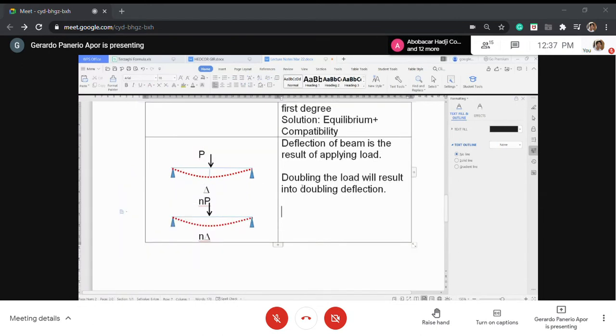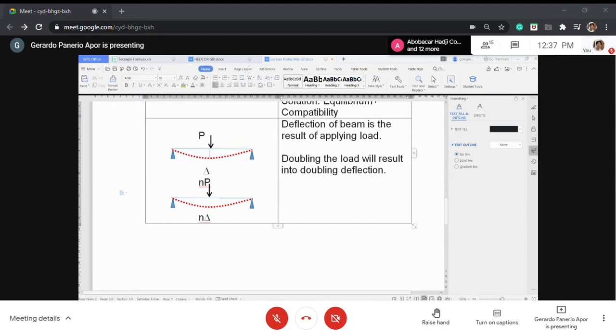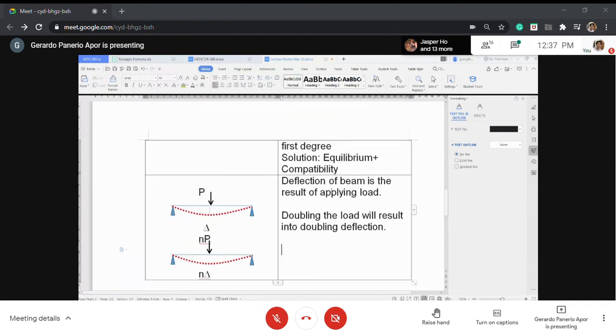We do not compute deflection here. I only say that if there is a load, the beam will deflect, and we put a name on that. The deflection is denoted as delta. In fact, this is an uppercase delta, a Greek letter.